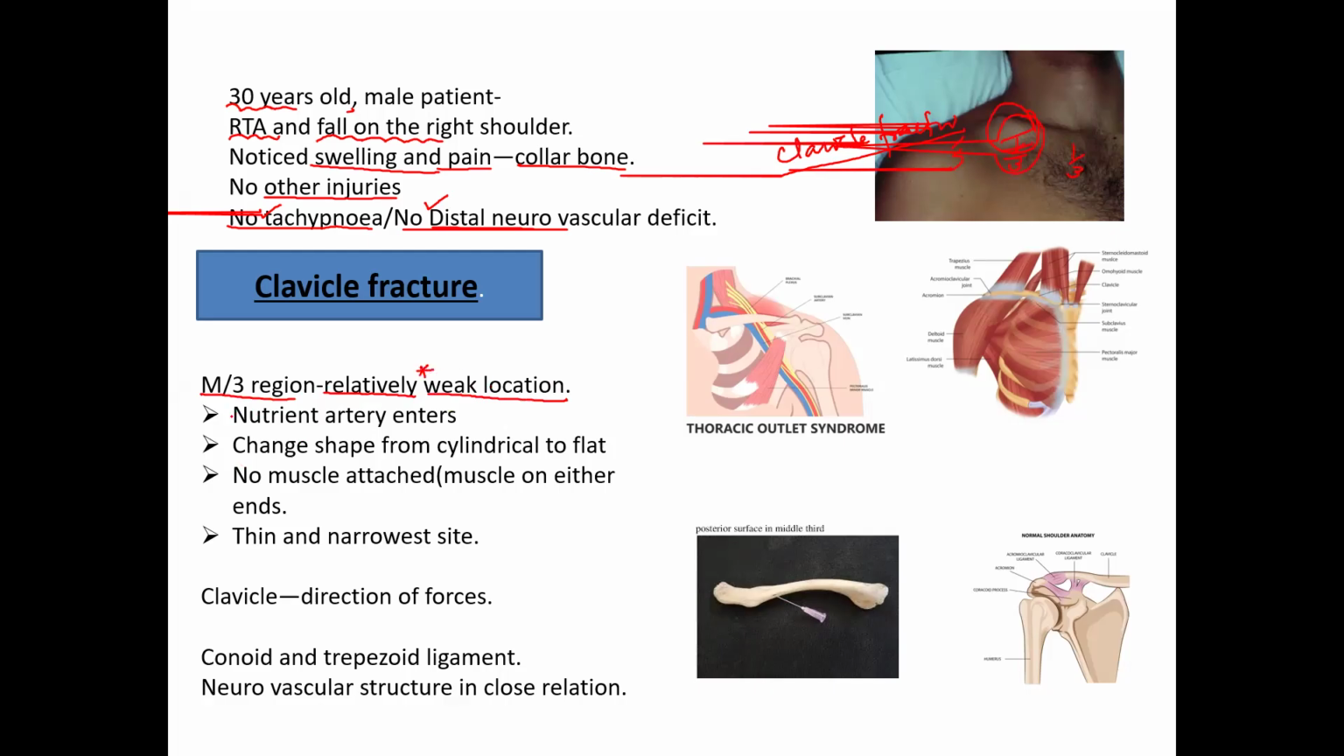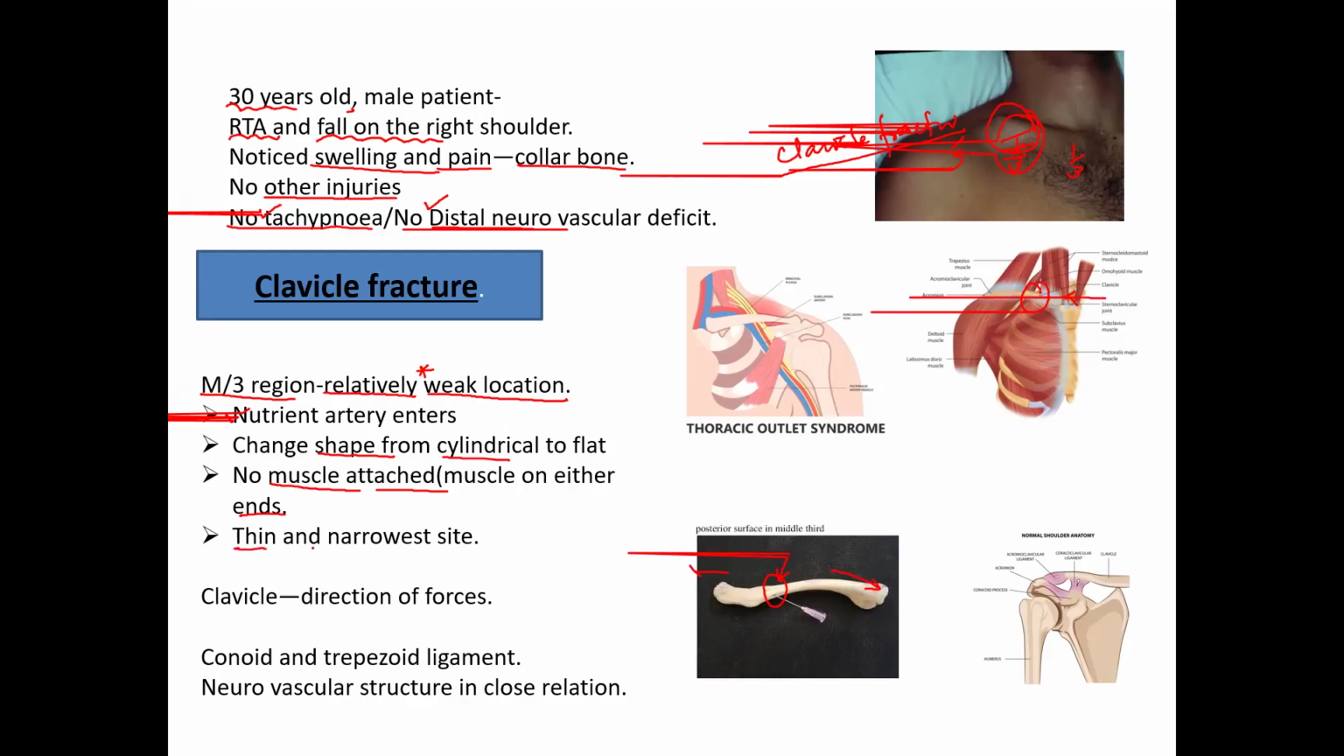So why is it weak? One is the nutrient artery enters along this area. Then second is it changes shape from cylindrical to flat. On the medial aspect it is cylindrical, here it is flat. So it changes its shape over the middle third region. The third thing is there is no muscle attachment on this area. If you see, we have sternomastoid attached here and the other muscles and deltoid attached on the lateral side. So this area is devoid of muscles. So that's the reason it is weak, and it is thin and narrowest.